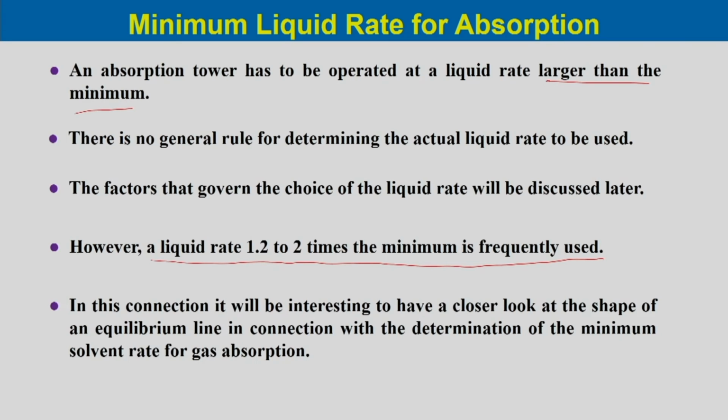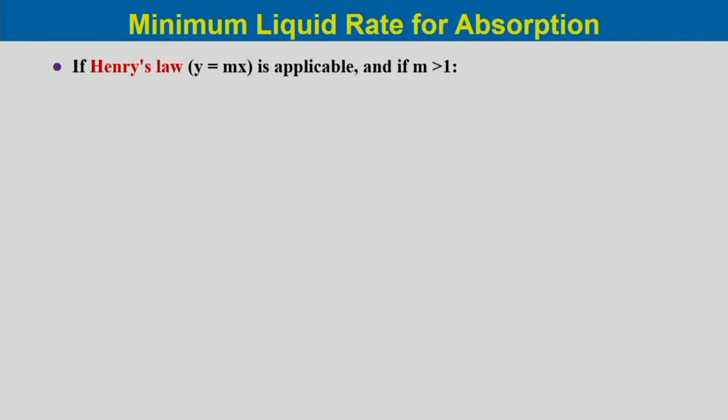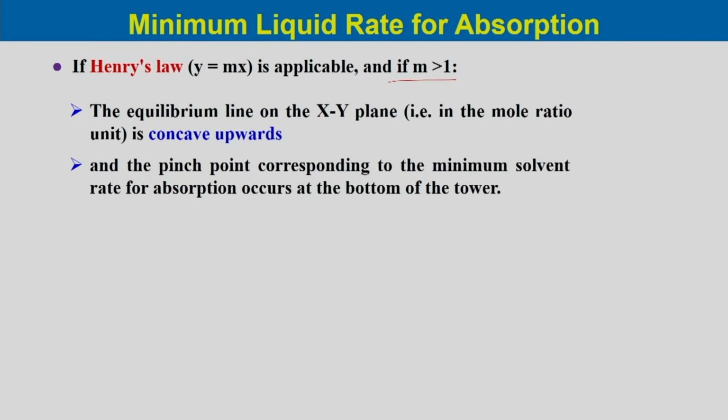So, in this connection it will be interesting to have a closer look at the shape of an equilibrium line in connection with the determination of the minimum solvent rate for gas absorption. If Henry's law is applicable, that means y is equal to mx, and if m is greater than 1, then the equilibrium line on the capital X-Y plane, that is the mole ratio unit, is concave upward.